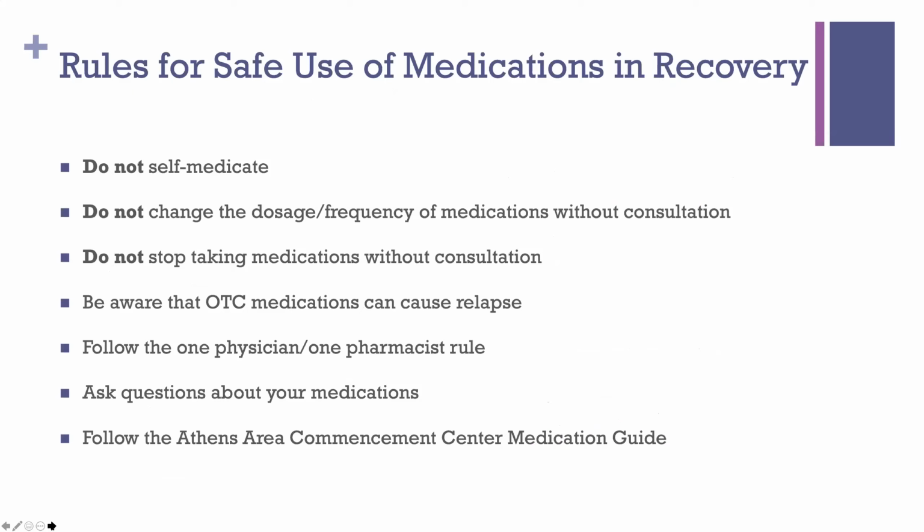You also need to be aware that there are over-the-counter medications that can cause relapse. You need to follow the one physician, one pharmacist rule so that the protocol can be followed, and a lot of this has to do with the prescription drug monitoring programs that are in states. You need to learn to ask about your medications. And in the course here, in this particular guide, because that's where I'm at, you need to follow the Athens Area Commencement Center medication guide, which we developed and update about every 6 months. We have that as a part of the discussion, and it's in their hand along with the families. And so we begin to go through it.